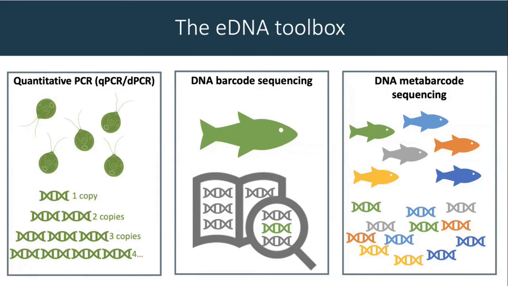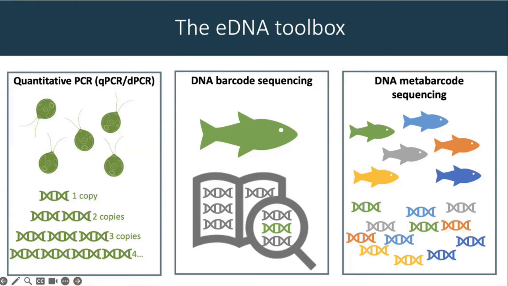If instead you want to look more broadly at all the biodiversity present in your sample, maybe you have a lake or a river sample and you want to see a snapshot of all the different fish species that are present, you would use what we call DNA metabarcoding approach or DNA fingerprinting, where we're using short snippets of DNA to identify the different species that are present in our sample.